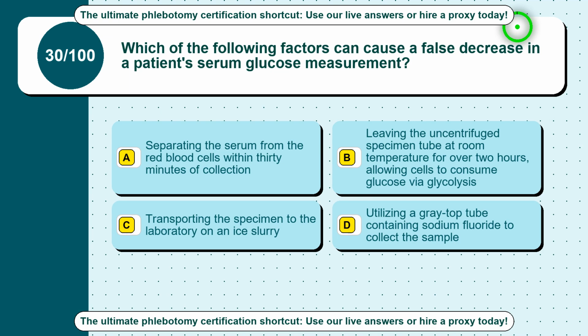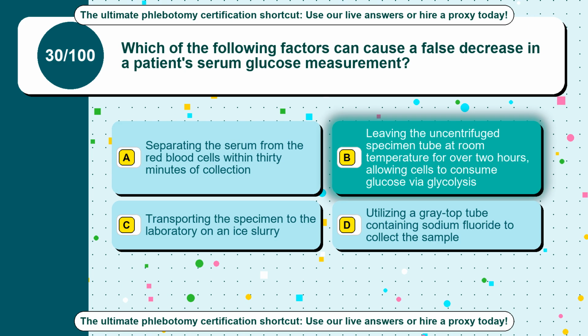Question 30. Which of the following factors can cause a false decrease in a patient's serum glucose measurement? Option A. Separating the serum from the red blood cells within 30 minutes of collection. Option B. Leaving the uncentrifuged specimen tube at room temperature for over 2 hours, allowing cells to consume glucose via glycolysis. Option C. Transporting the specimen to the laboratory on an ice slurry. Option D. Utilizing a gray top tube containing sodium fluoride to collect the sample.